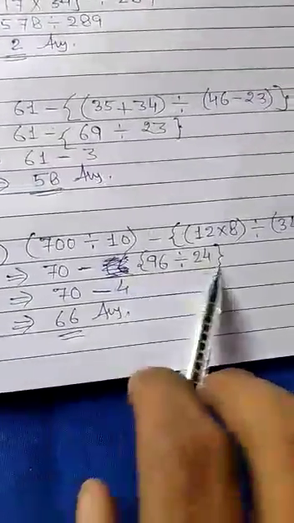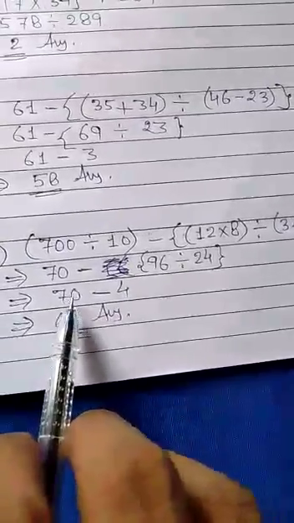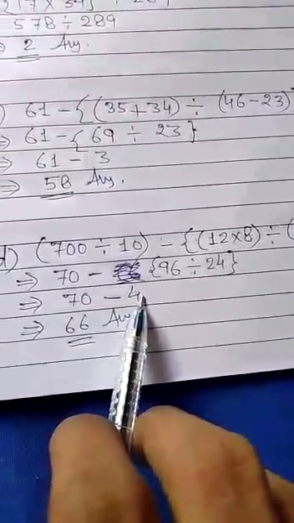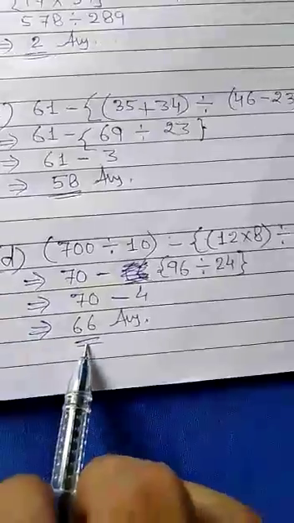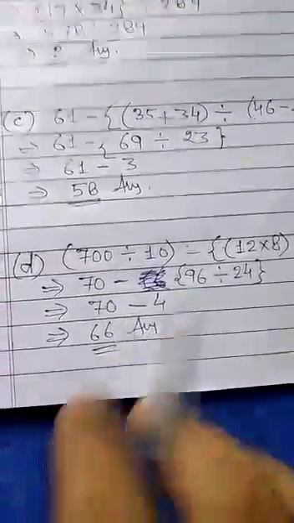Now we will solve the second bracket, 96 divided by 24, it will be 4. Now we will subtract 4 from 70, so it will be 66. So 66 will be the answer.